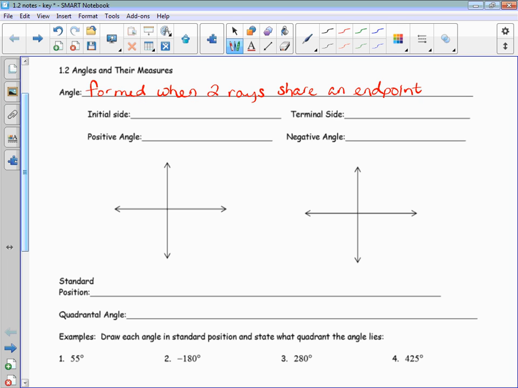All right, then we have the initial side of our angle. What's the initial anything? Like, what do you think of when you hear initial? The first? Yeah, like where it starts. Yeah, so that's what it is. The initial side is just where your angle begins, or where the angle starts. What do you think the terminal side is? Yeah, where it ends.